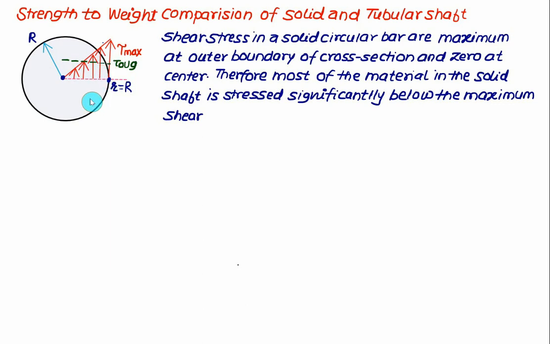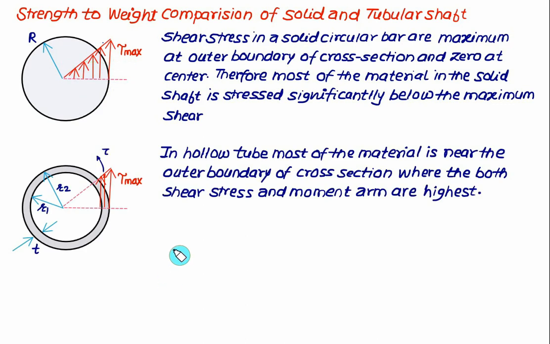That advantage was taken in the case of the tubular shaft. In the case of the tubular shaft, we have inner radius R1, outer radius R2, and thickness t, and the distribution is only from R1 to R2, and the maximum value will occur at radius equal to R2.